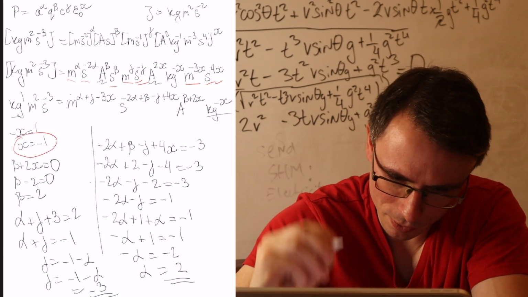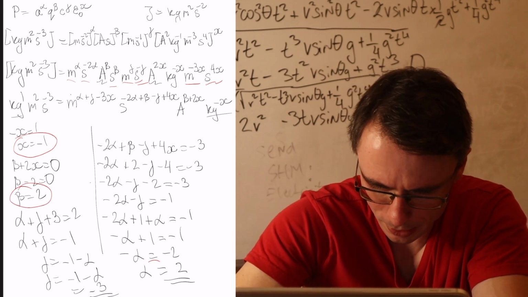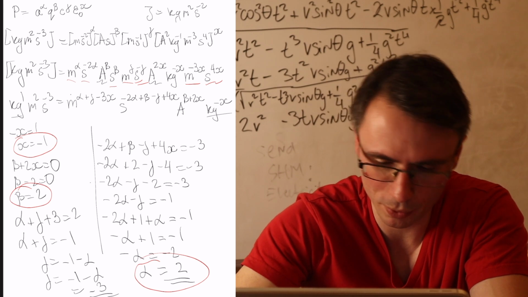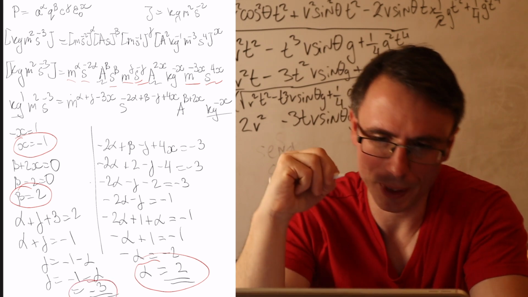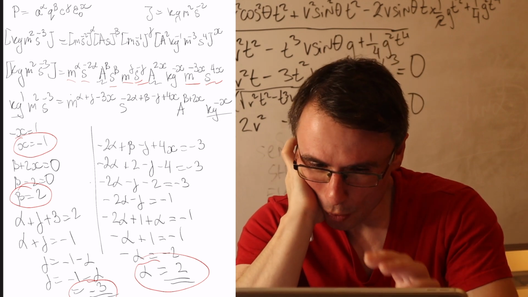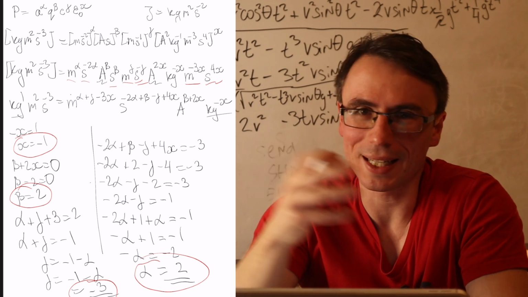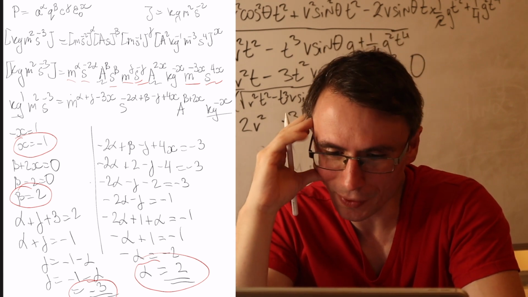Finally, we have x is equal to -1, beta is equal to 2, alpha is equal to 2 as well, and gamma is equal to -3. Now, it's so probable to make a mistake on these. Even though they're quite easy, it's so easy just to forget a minus sign.